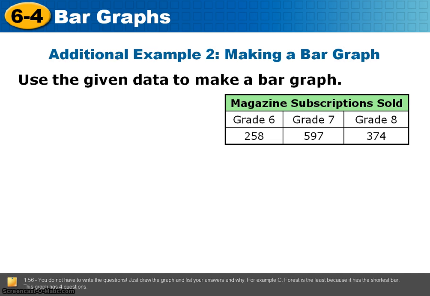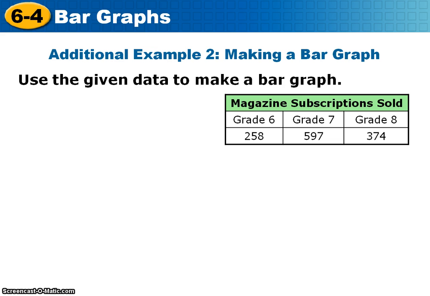Use the given data to make a bar graph. So you're given a table and you need to make a bar graph. So the two things you're comparing here is grade level and the number of magazine subscriptions sold. So since we're comparing two things, we can make a single bar graph.